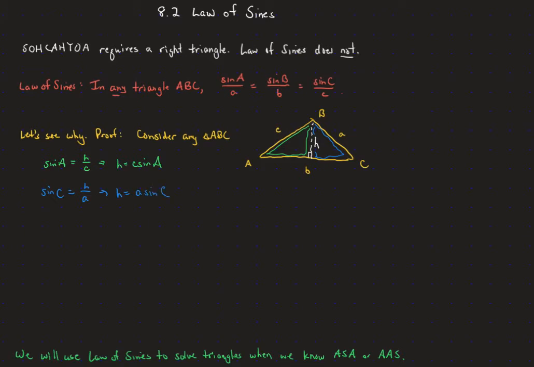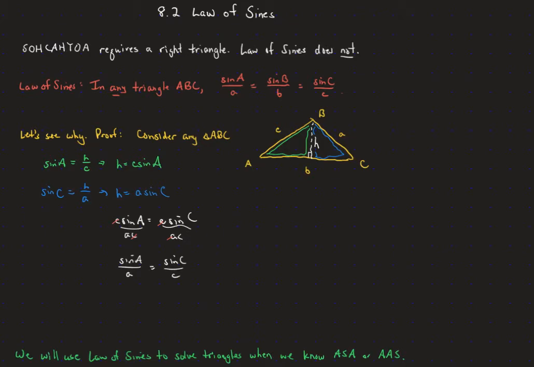Those are the same H's, so that allows us to set them equal to each other. So we can say C sine of angle A is equal to A times the sine of angle C. Then if we divide through by AC, the C's will cancel here and the A's will cancel there, and we get part of our law of sines, that the sine of angle A over side A is equal to the sine of angle C over side C.